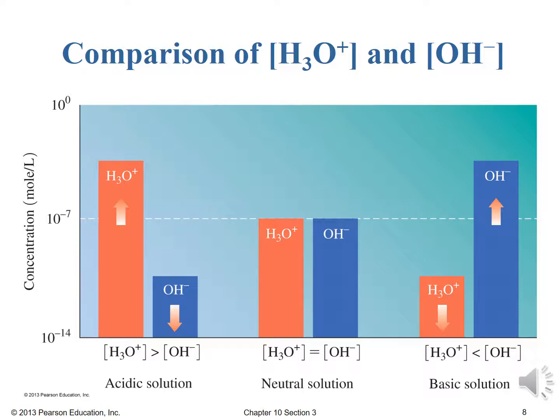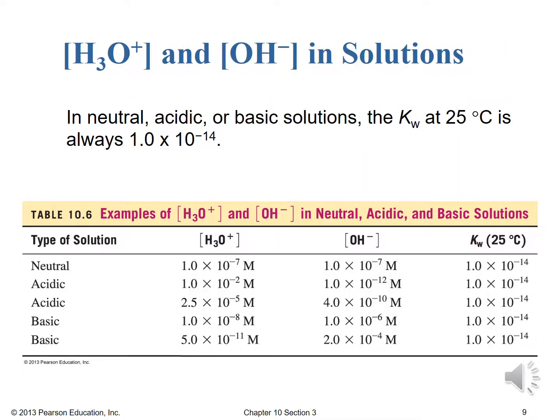Finally, on the right, we have our basic solution, where the OH minus concentration is greater than 1 times 10 to the minus 7 at 25 degrees Celsius, and the H3O plus concentration is less than 1 times 10 to the minus 7. What I hope you picked up from that graphic is that as one goes up, say H3O plus in an acidic solution, the OH minus goes down in a similar, although opposite fashion. Likewise, in our basic solution, the OH minus went up and the H3O plus went down.